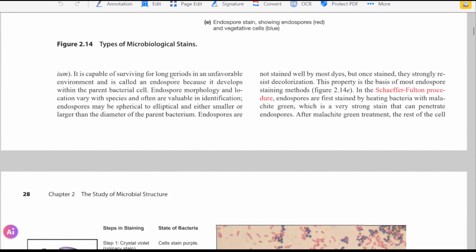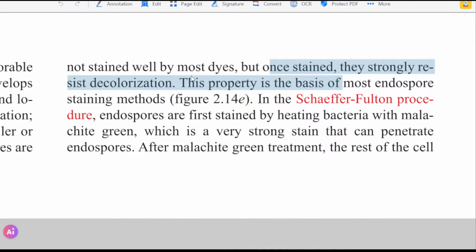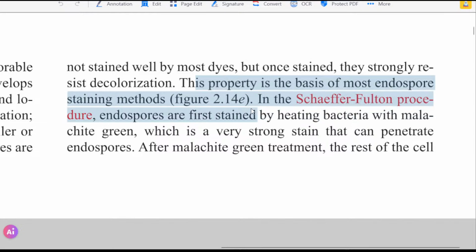We were here at the shapes. The endospore produced by bacteria has different shapes: it can be spherical, elliptical, smaller, or larger than the parent. It doesn't necessarily have to be the same shape or size as the parent bacteria. Endospores are not stained well by most dyes, but once stained they strongly resist decolorization. First they resist colorization, but when they are stained they resist decolorization. This property is the basis of most endospore staining methods.